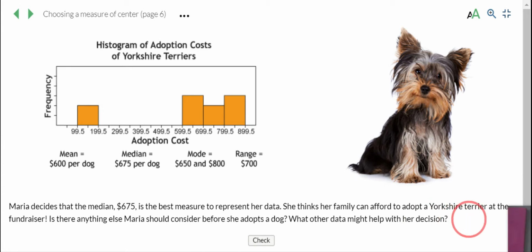All right, so Maria decides that she's going to use the median of 675 to represent this data. And she's going to do that because whenever we have data that is skewed left or right, the median is going to better represent where the data is clustered, whereas the mean is going to get pulled in the direction of the outliers. And since we don't want something that's misrepresenting the data, we're usually going to use the median to represent data that isn't symmetric or balanced.